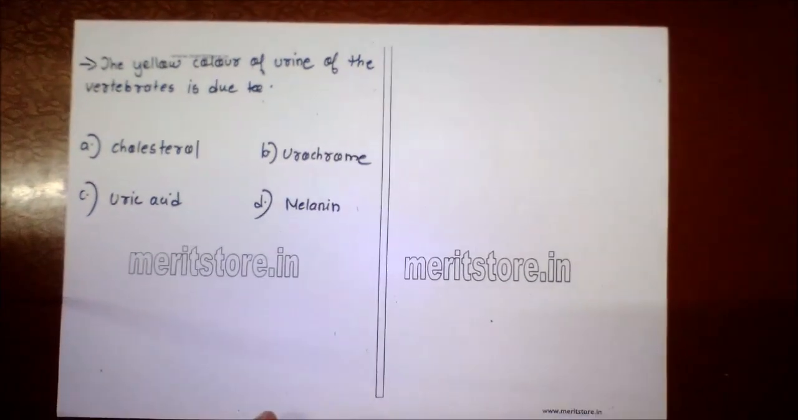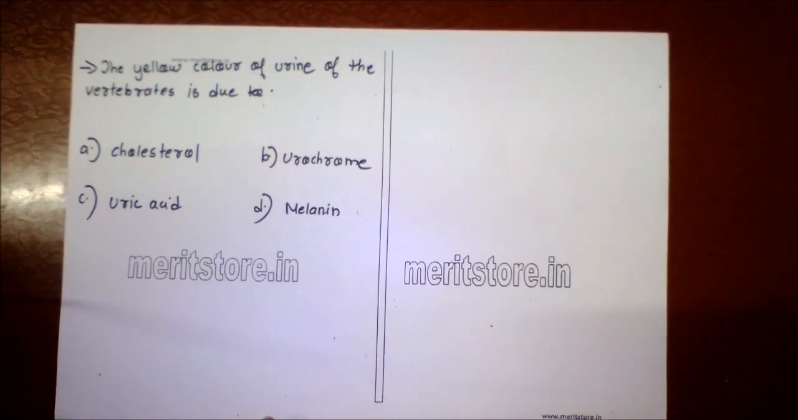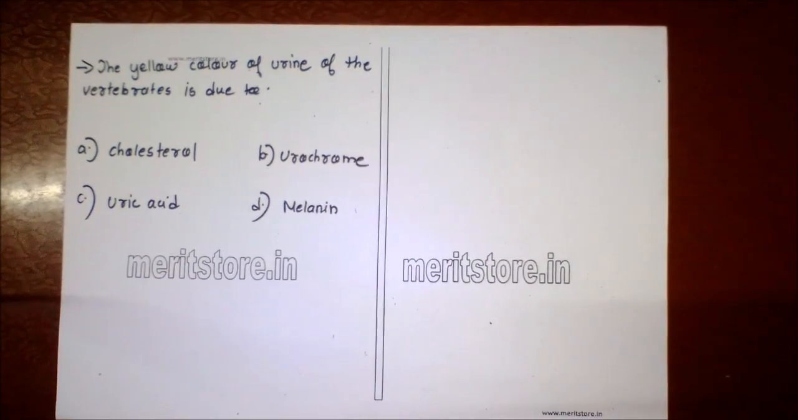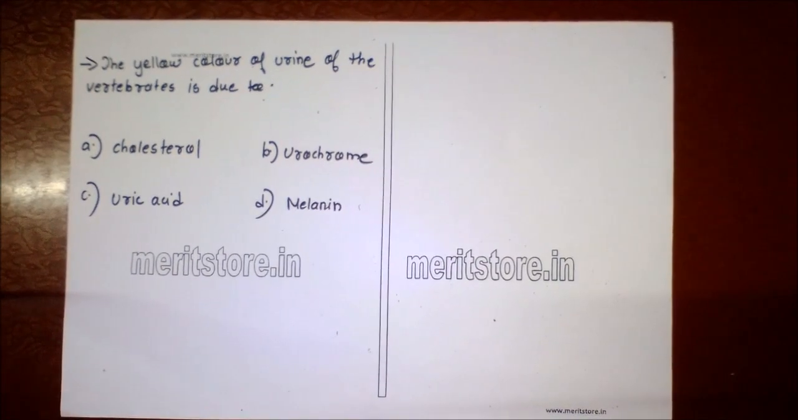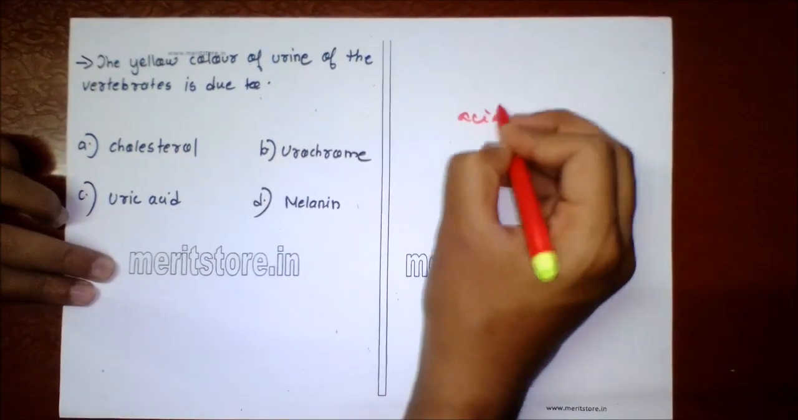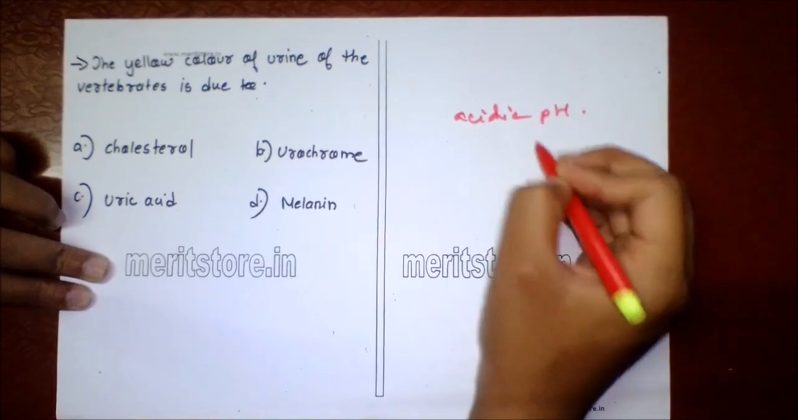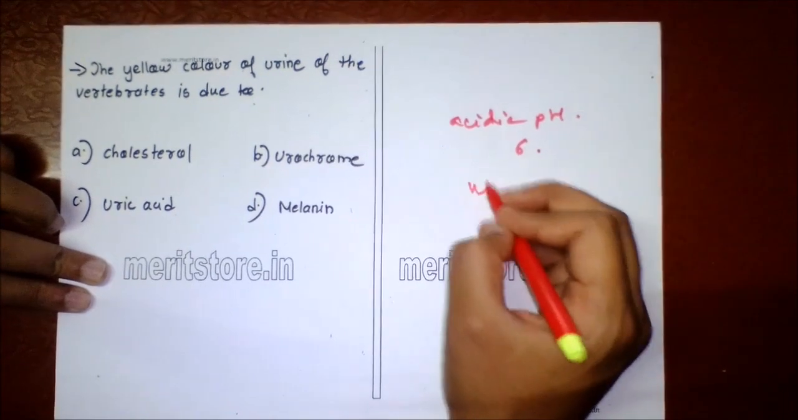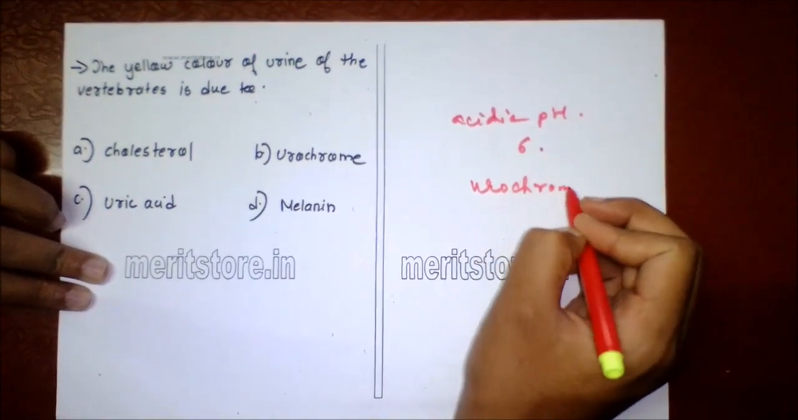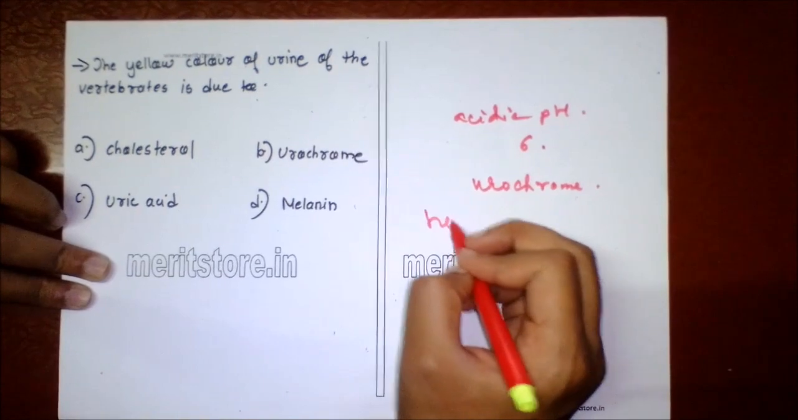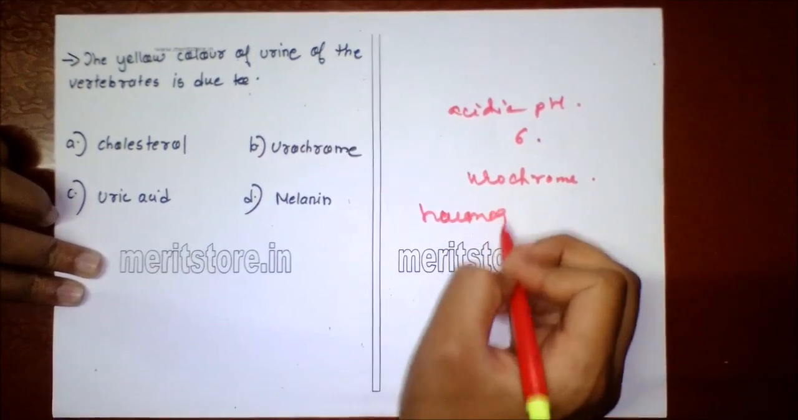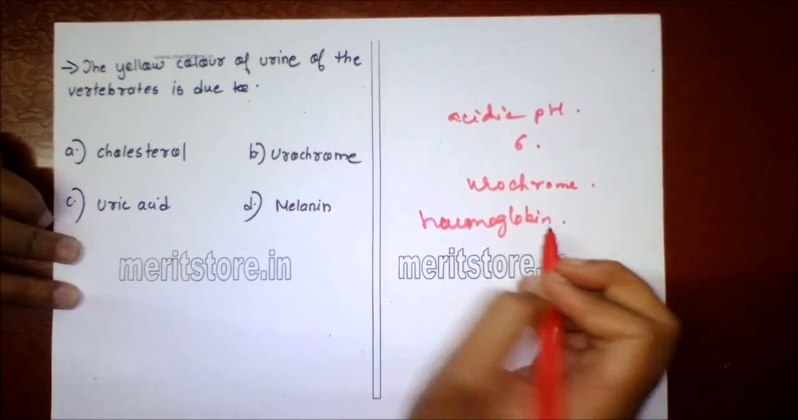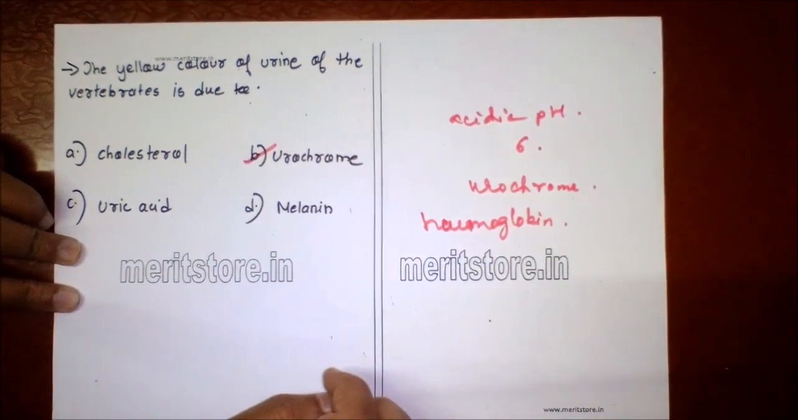The yellow color of urine of the vertebrates is due to: A. cholesterol, B. urochrome, C. uric acid, D. melanin. So urine is a transparent, light yellow liquid with slightly acidic pH, which is around 6. The color of urine is caused by the pigment urochrome, which is a breakdown product of hemoglobin from worn out RBCs. So option B is the correct answer.